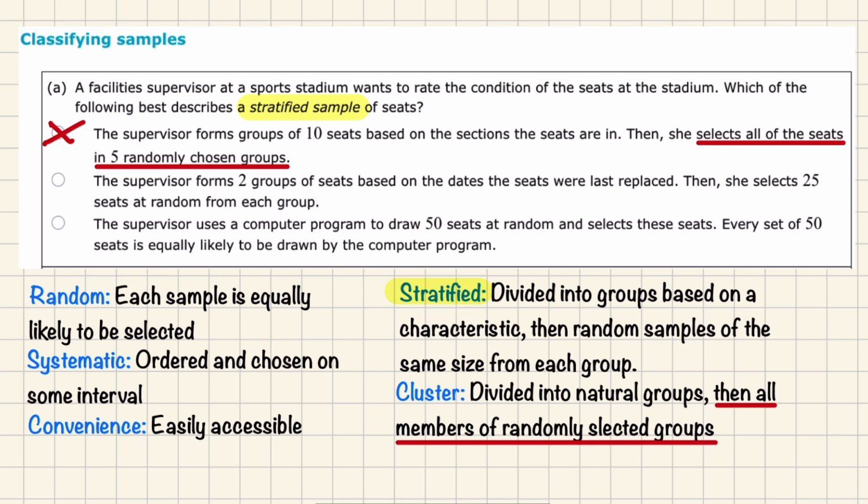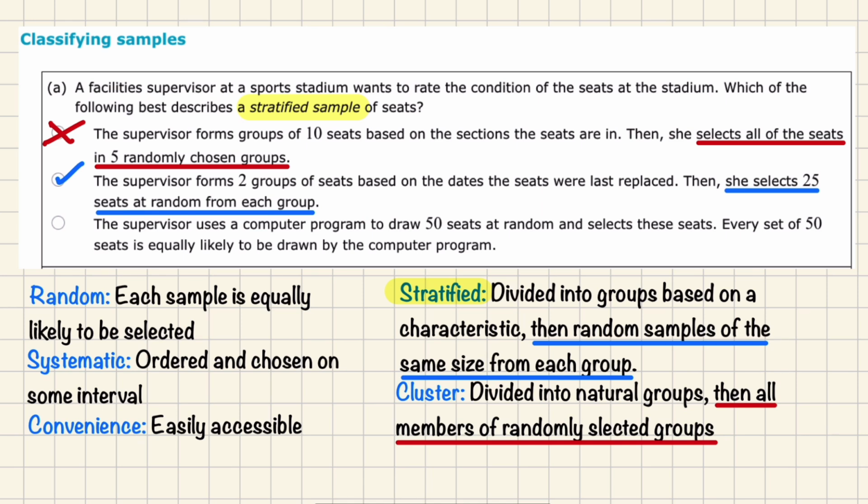For the next option, we're told that the supervisor forms 2 groups of seats based on the dates the seats were last replaced. Then she selects 25 seats at random from each group. 25 seats from each group. This would be stratified, where random samples of the same size are taken from each group, so this would be our stratified sample.